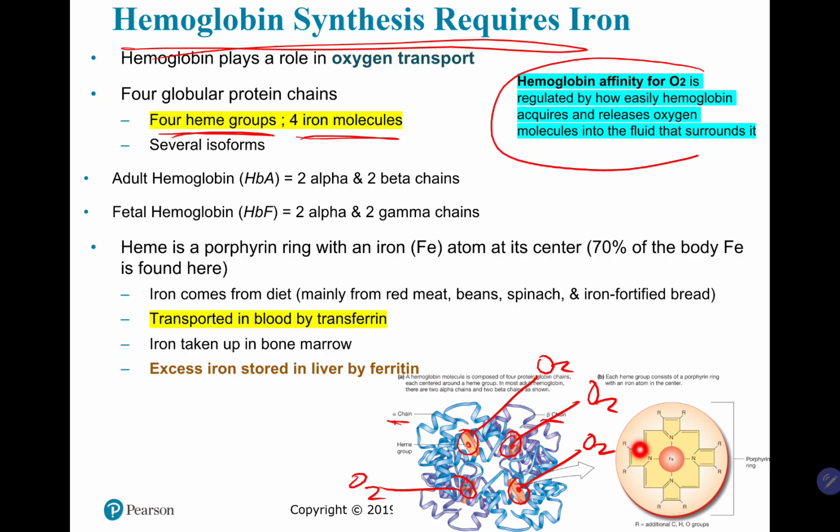Hemoglobin's affinity for oxygen is really regulated by how easily hemoglobin acquires and releases oxygen molecules in the fluid that surrounds it, okay? That's its affinity. How likely is it to grab and release it?